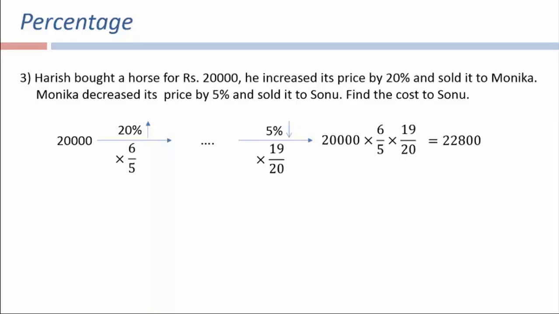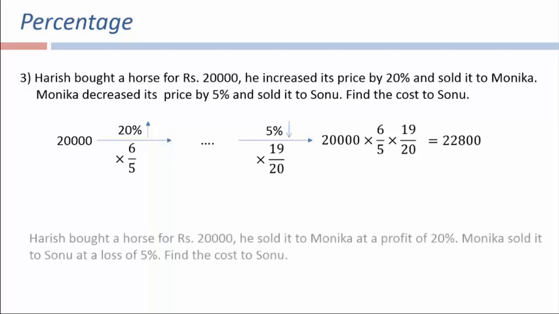So there is one more thing, one last thing that I want to talk about. That is, if this similar question was written in this format, Harish bought a horse for rupees 20,000. Now instead of increasing the price of 20%, what is given to us is that he sold to Monica at a profit of 20%. Instead of increase, the word profit is mentioned over here, and Monica sold it to Sonu at a loss of 5%. Instead of decrease of 5%, I have mentioned a loss of 5%.